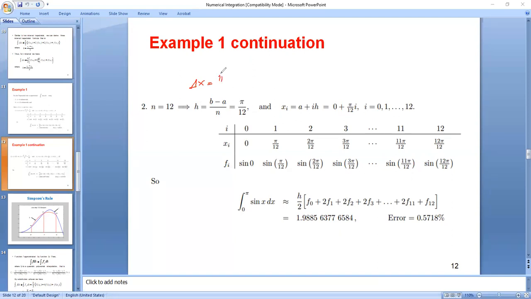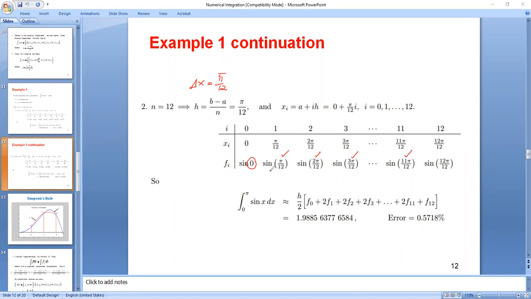So you have pi divided by 12. Notice, class, that you started with the lower limit, which is 0. Then you increment by pi over 12. So you have pi over 12 plus pi over 12, that would be 2 pi over 12, plus another pi over 12 here, that would be 3 pi over 12, until you have 11 pi over 12.